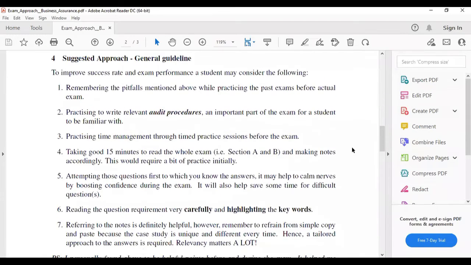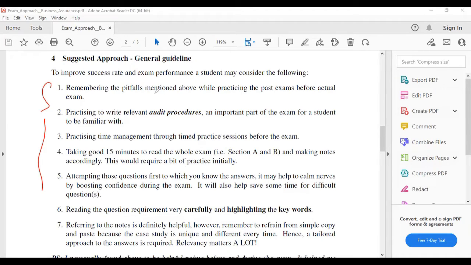So let's look at how you can improve the success rate on this exam. Basically, there are 7 points in here that I have listed down. You might be doing them already, which is very good. But if not, then you can consider adopting a few of them.